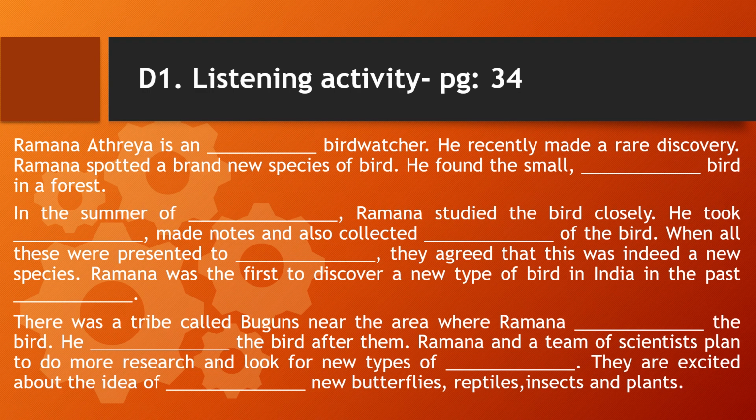There was a tribe called Buguns near the area where Ramana found the bird. He named the bird after them. Ramana and a team of scientists planned to do more research and look for new types of animals. They are excited about the idea of discovering new types of butterflies, reptiles, insects, and plants.